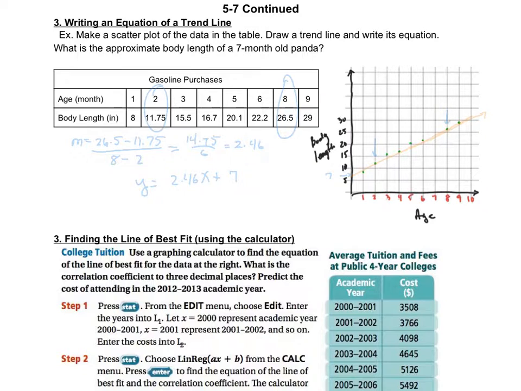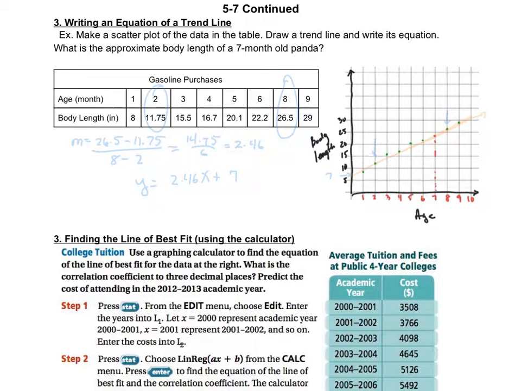And that is going to give me a general equation for my trend line that I created. Now, we have ways to put this into the calculator and it will give us the exact information, but right now we are doing an approximation. So if I look, and it's asking me to approximate now, what is the approximate body length of a 7-month-old panda? Well, when I go and look at 7 months old, I have that point right there, which is about 23. About 23. That's if I wanted to guess just by looking at my graph, that's possibly where 7 months puts me.